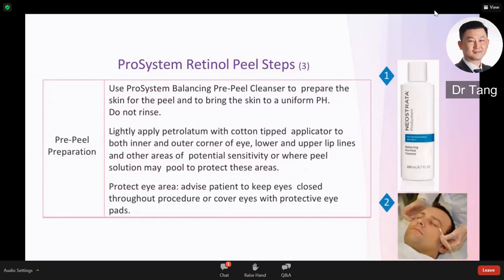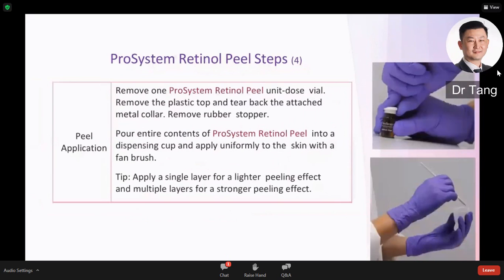And then we need to lightly apply petrolatum with a cotton-tip applicator to both the inner and outer corners of the eyes, the lower and upper lip lines, and other areas of potential sensitivity or where the peel solution may pool, to protect these areas. After that, we have to protect the eye area by advising the patient to keep eyes closed throughout the procedure or cover the eyes with protective eye pads.